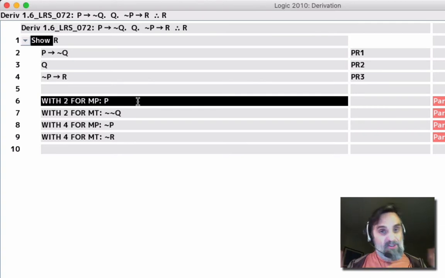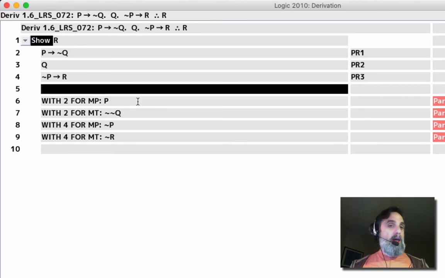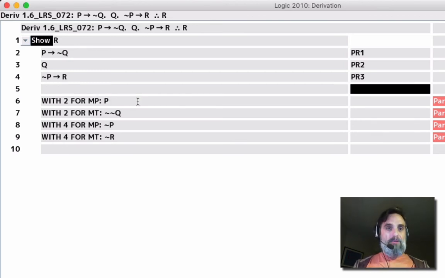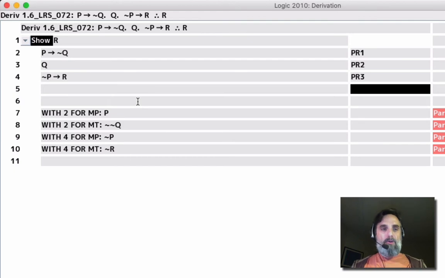Perhaps you're saying, go faster. Okay, maybe. We look at line 3. We have Q. And, oh, well, in fact, we can add a double negation to Q, and we'll get what we want for modus tollens with 2.